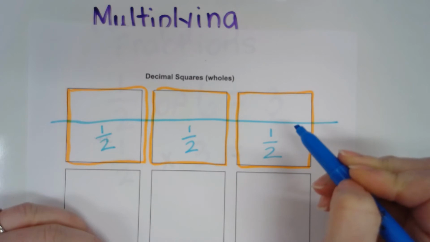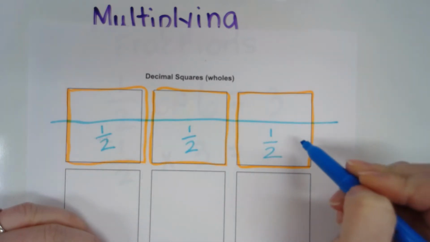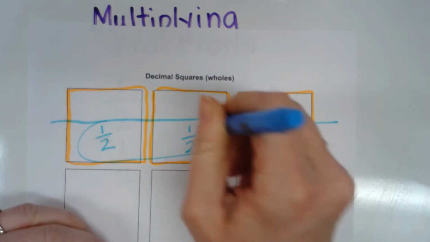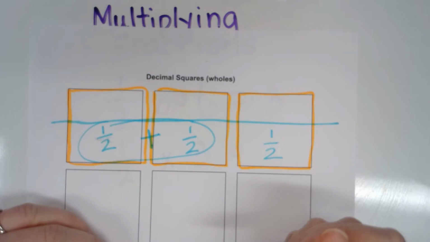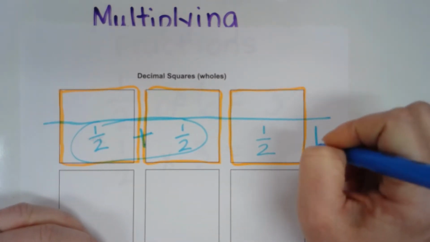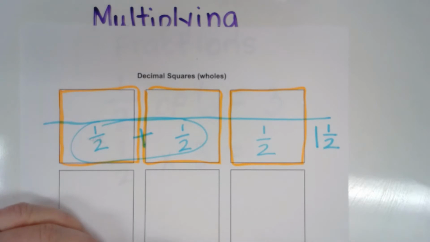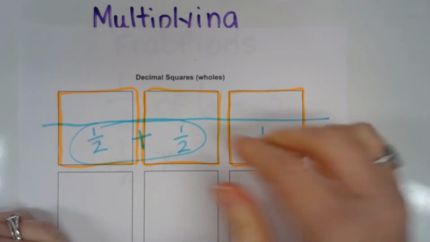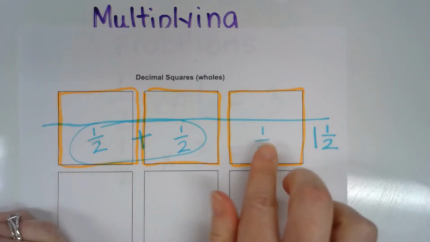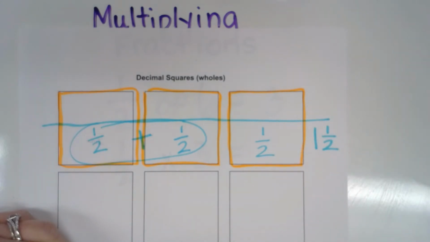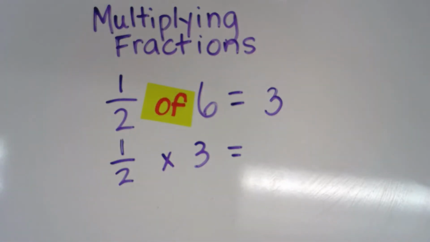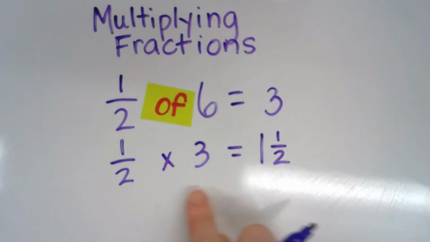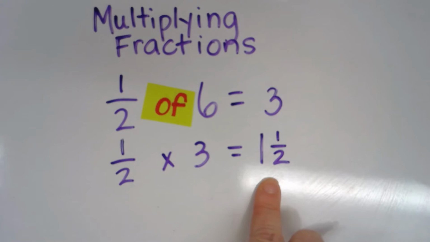I've taken 3, right? I started with 3. Now I've taken half of 3. Well, when I combine these halves together, this together would give me 1 whole. Then I would have 1 and 1/2. We see here, we start with 3. Now we just take a half of 3. We get 1 whole with these pieces together, and then 1/2. We now have a mixed number. So here, again, boys and girls, we see that the solution is 1 and 1/2. 1/2 of 3 is 1 and 1/2.